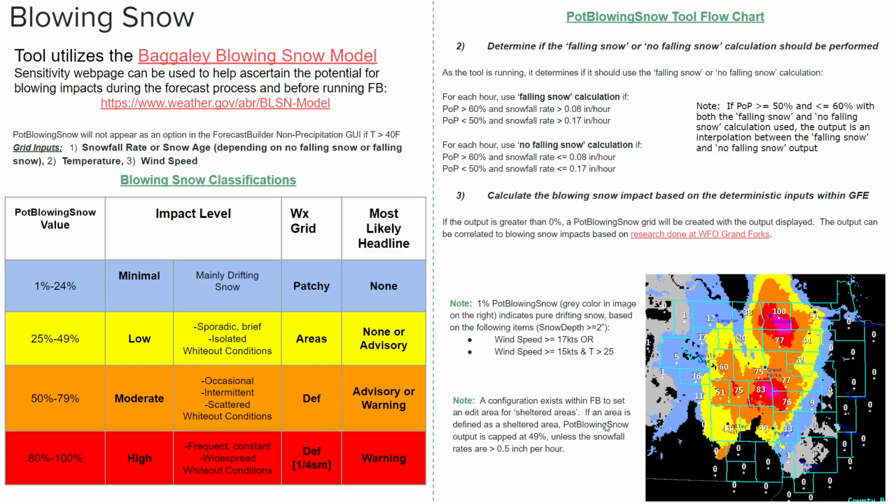There's a configuration available within ForecastBuilder to set an edit area for sheltered areas, say heavily treed areas, where pot blowing snow is capped at 49% unless the snowfall rates are high enough. Again, the Bagley model takes into account snowfall rate, which is essentially parsing out your 6 hourly snow amounts into 1 hourly, the snow age, forecast temperatures, and forecast wind speed.